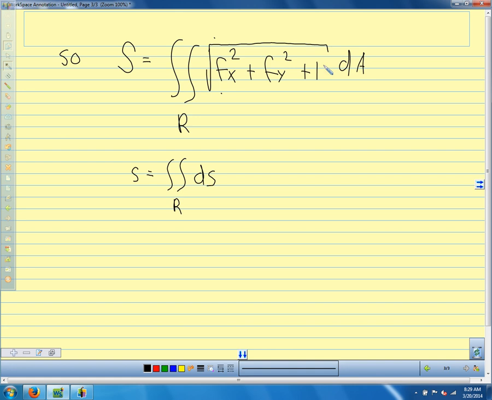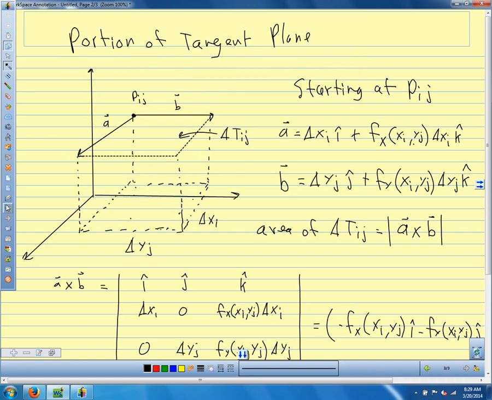So, questions on our development here? This idea that we used, where we took the tangent plane and took the cross product of the two vectors to get the area of that little piece of the tangent plane, is such a nice idea, and we sum that to get the surface area of a surface.